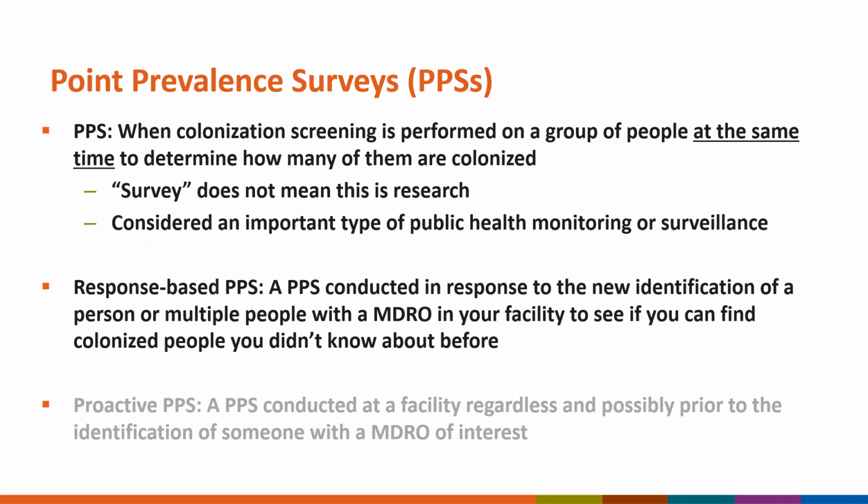A point prevalence survey, or PPS, is when colonization screening is performed on a group of people at the same time to determine how many of them are colonized. Despite the use of the term survey, this is not research or the result of some regulatory action, but is an important type of public health surveillance. Specifically, a response-based PPS is conducted in response to the new identification of a person or multiple people with an MDRO in your facility in order to see if you can find colonized people you didn't know about before.